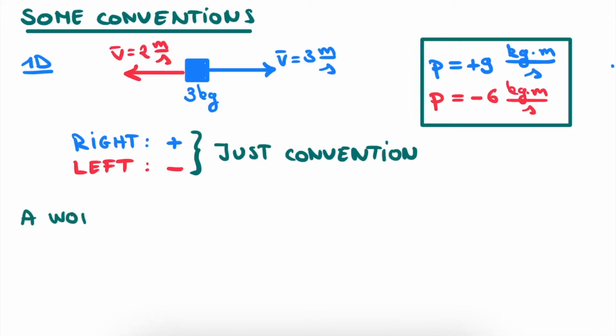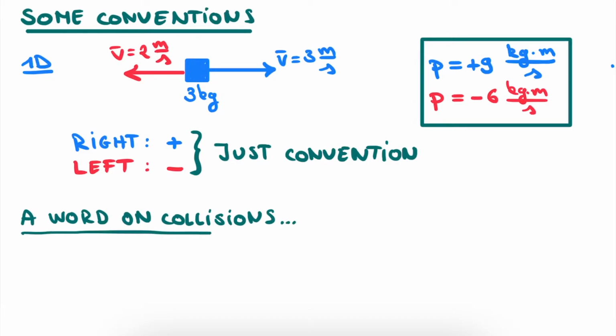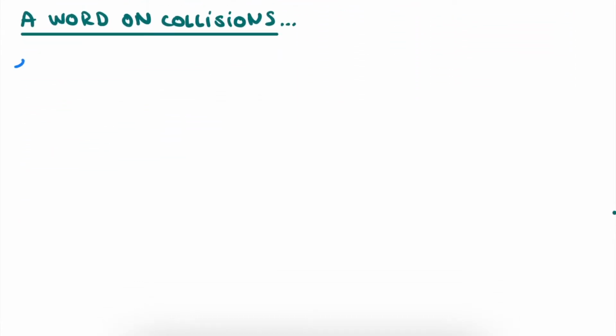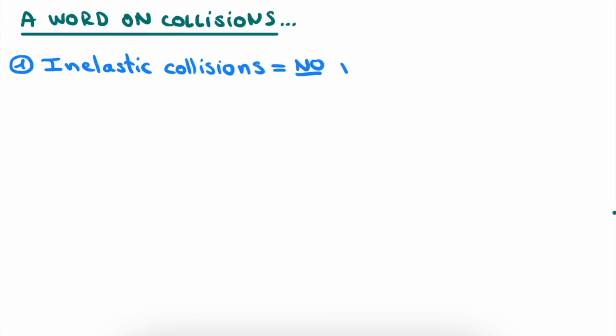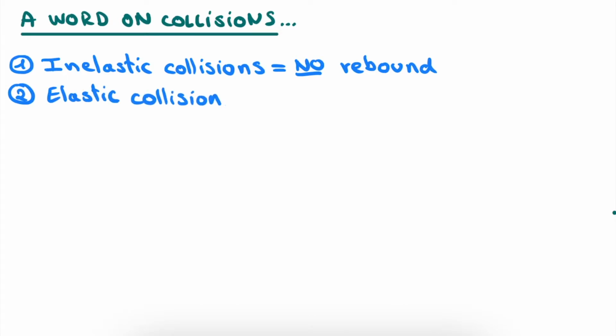One last thing before we go to the actual exercises. A brief word on collisions. And it is the distinction between two kinds of collisions. We have on the one hand inelastic collisions, where there is no rebound, and on the other hand we have elastic collisions, where there is in fact a rebound. Now you might ask, what is a rebound?